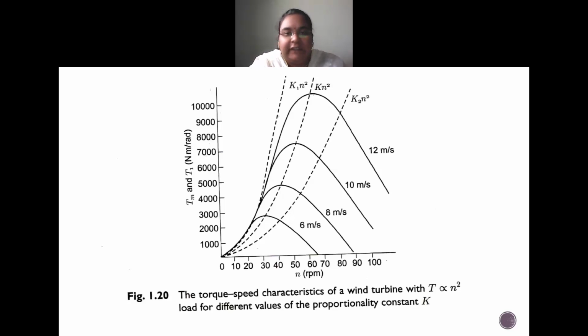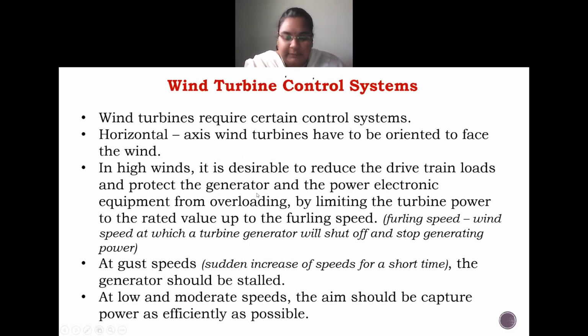In the same manner, if k is greater than the optimal value, that is k2 in this case, here also you can say that there is no optimal power. The power output which we are going to get is not the optimal power output. So we need to make sure that the k value is such that the load curve passes through all the maximum power, maximum torque points. That is how they establish the k value. In this diagram, k N square is the desired load curve, in order to make sure that our power output is maximum.